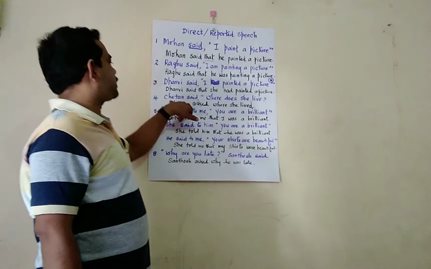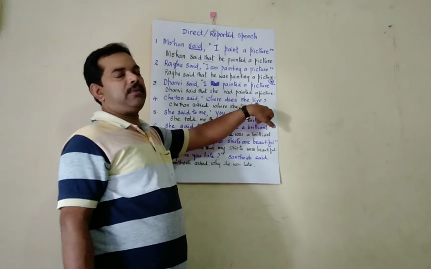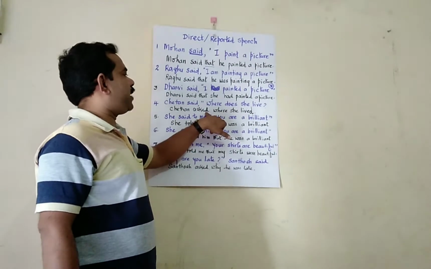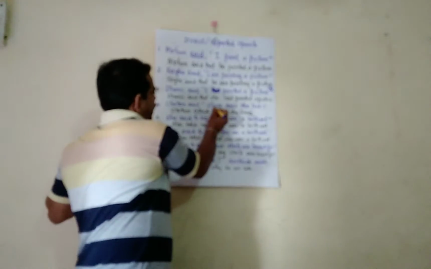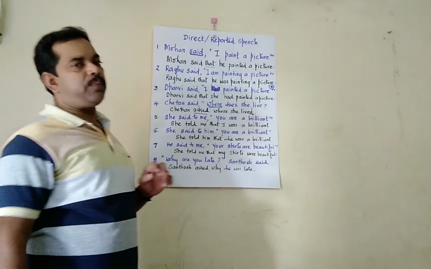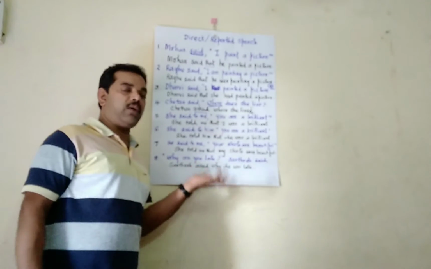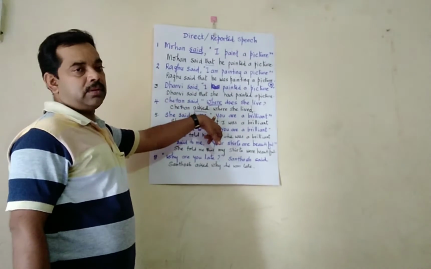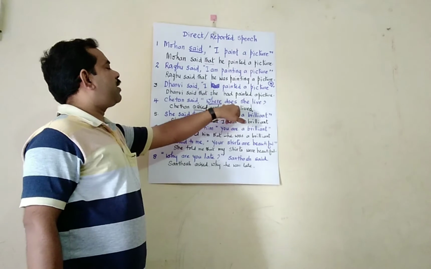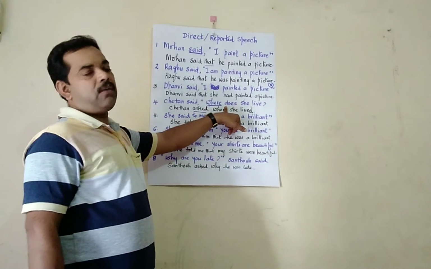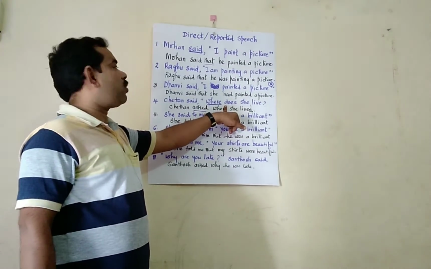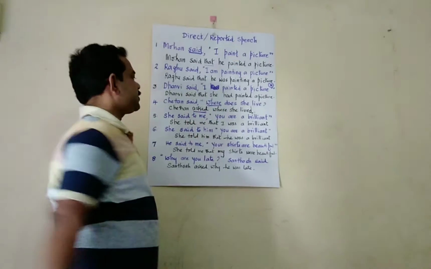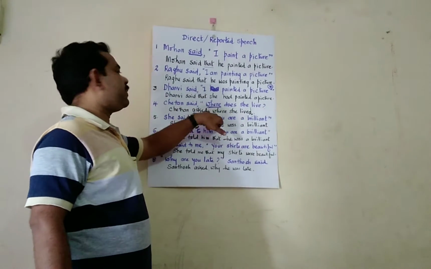Now move to the fourth example. Chetan said, where does she live? Now it begins with a question. So Chetan said is to be changed as Chetan asked. Why are we going to add asked here? Now it begins with a question word. When it begins with a question word, that is WH questions and how questions. WH questions begin with what, where, when, why, who, which. How questions are like how many, how does, how far, how long, how much. These are called how questions. So when it comes to WH and how questions, it is an interrogative sense. That's why we are going to use the reporting verb as asked.